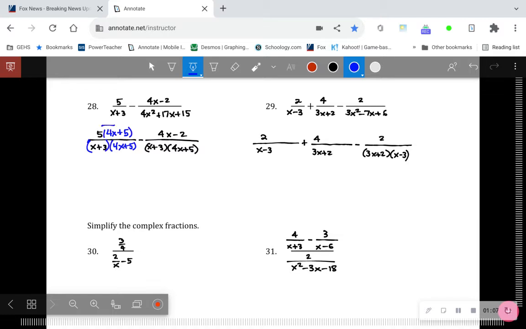This is 20x, and then there's a minus in the middle, and a 4x there. So that's going to be 20x minus 4x is 16x. And then there's a 25 there, and a minus a negative 2, which is like adding 2. So 25 plus 2 is 27. And then we have our common denominator there of x plus 3 and 4x plus 5. Now I could write that like this.